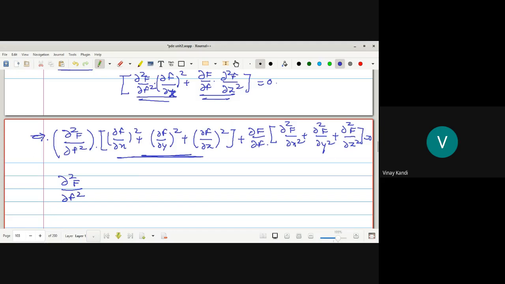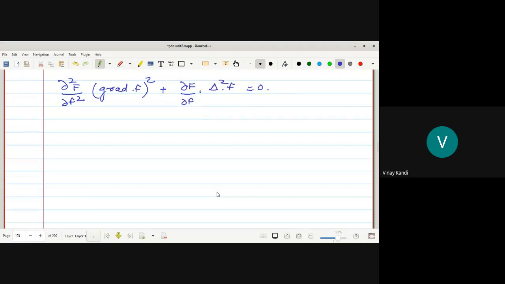Now this is the value of ∂²F/∂f². This is the value of gradient of f whole square, plus ∂F/∂f into, this is the value of delta square f. So this is equal to 0. Now this is F double dash of f, the function of f, into gradient of f square, plus F dash of f into delta square f is equal to 0.